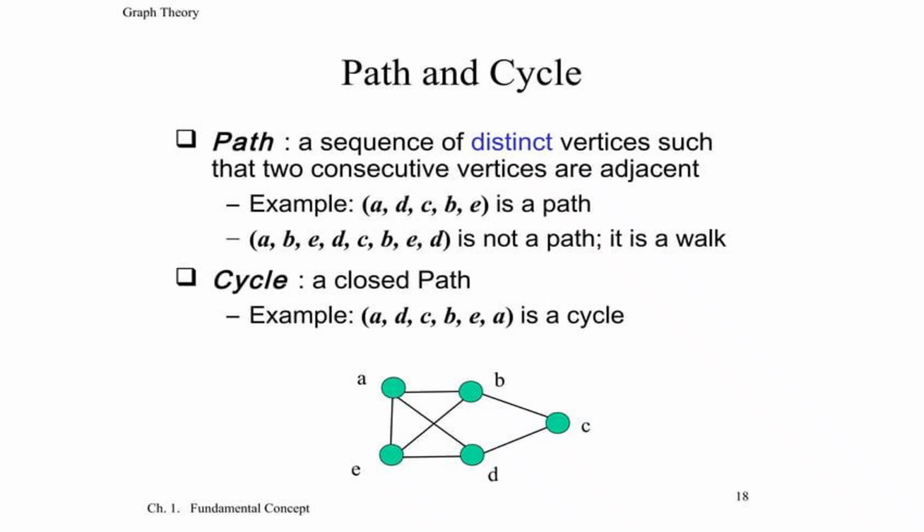Consider this graph. Vertex A, vertex D, C, B, and E is a path. Again I repeat, vertex A and then vertex D. So we travel from vertex A to D, D to C, C to B, and B to E. This is a path.